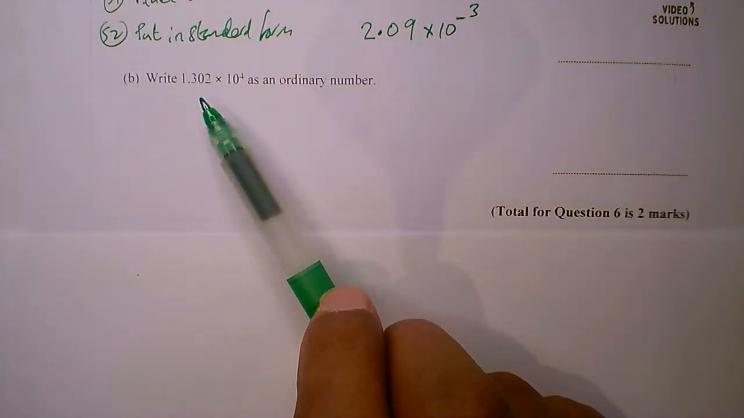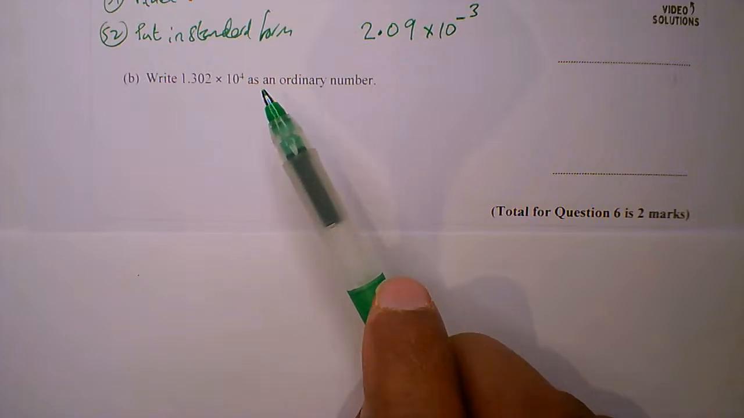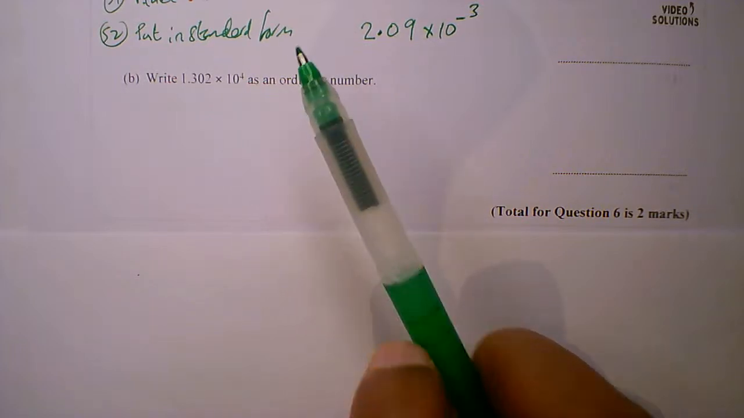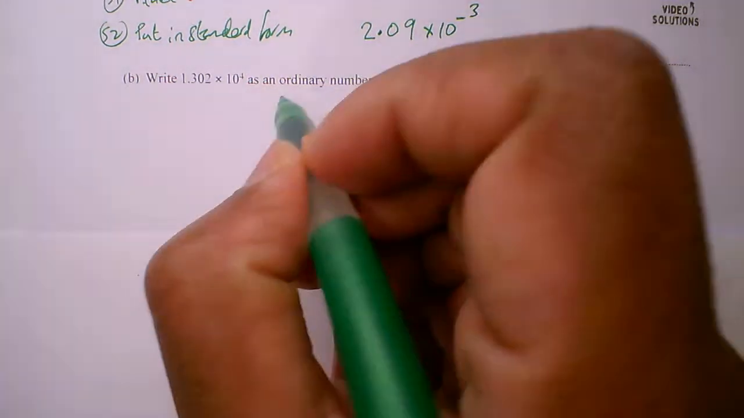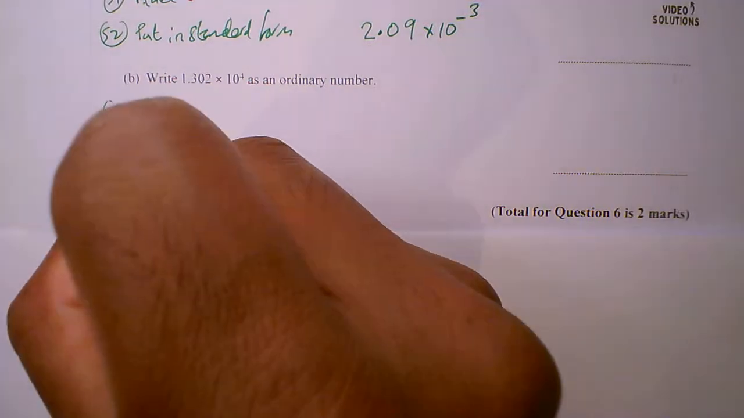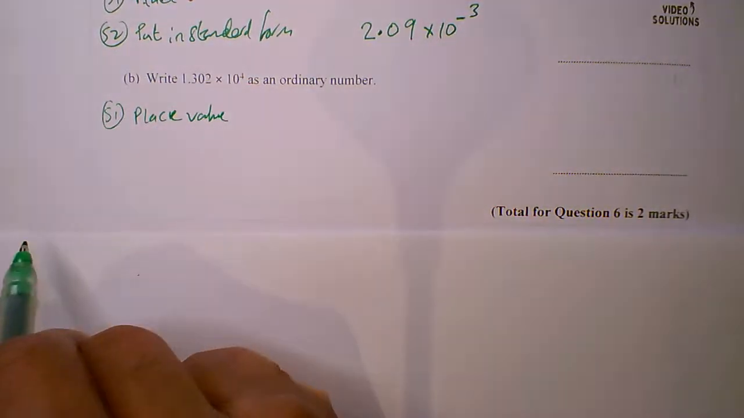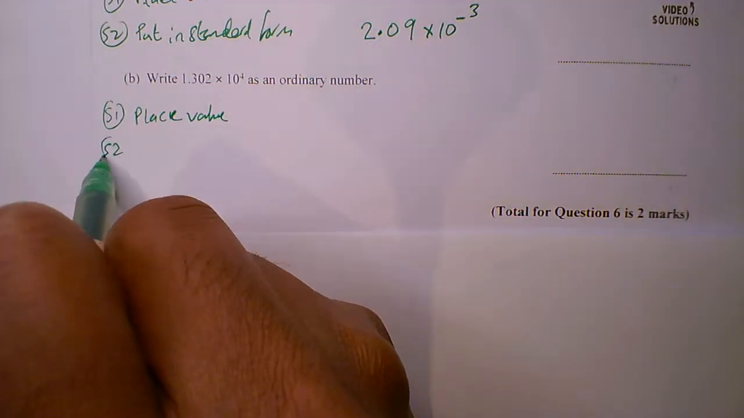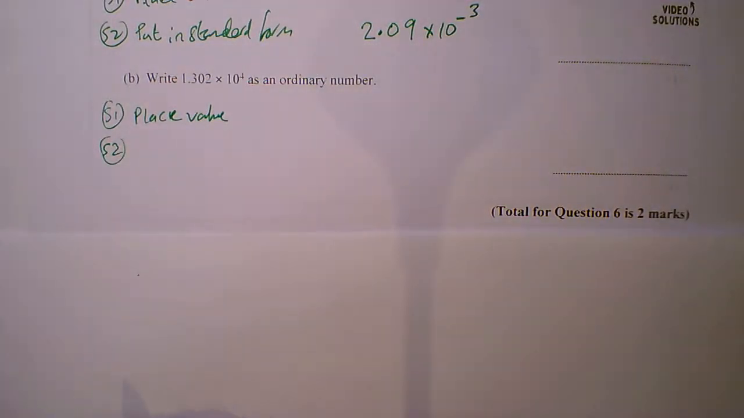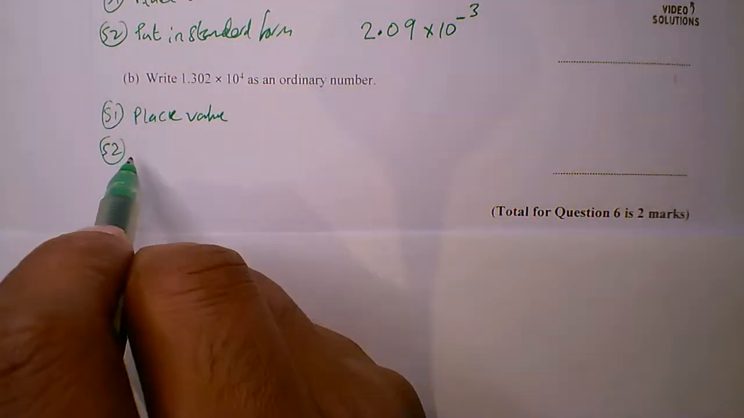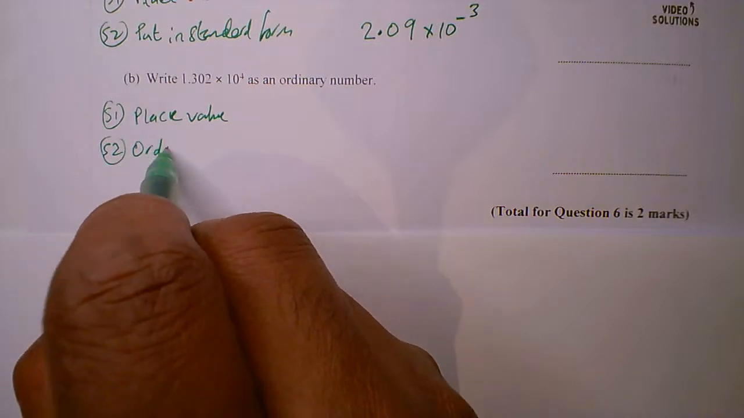Write 1.302 times 10 to the power 4 as an ordinary number. Okay, similar to before, I am going to be using step 1, my place value, and using my place value, step 2, I am going to be changing this to an ordinary number.